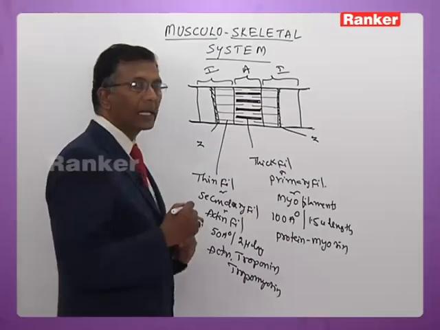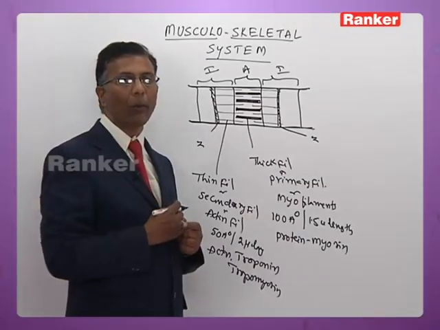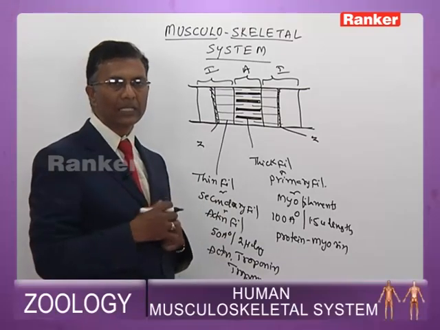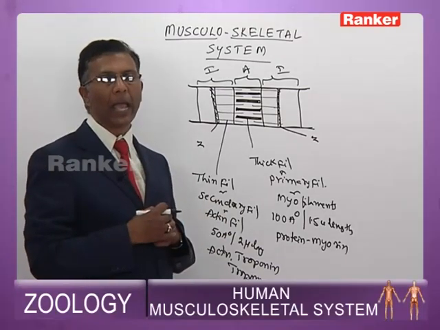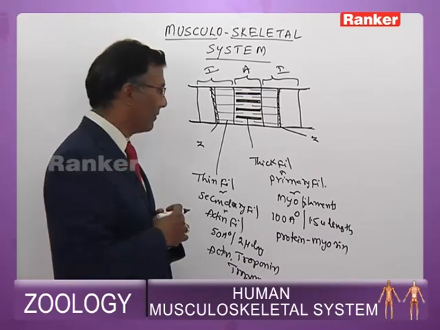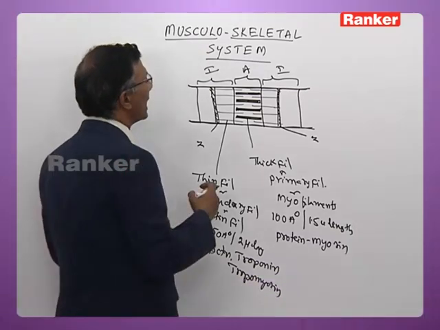What are they? Actin, troponin, and tropomyosin. These three proteins collectively form the thin filament, or actin filament, or secondary filament. Now look at these diagrams, students.